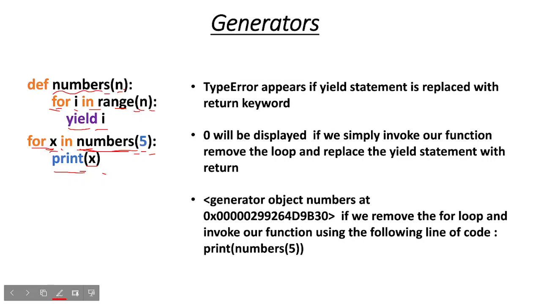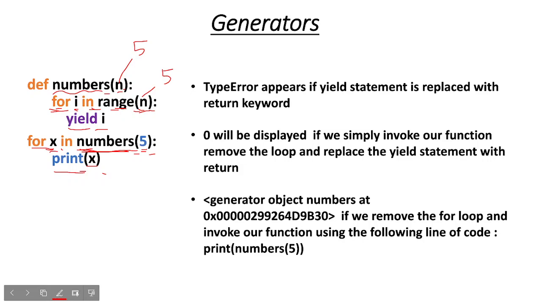So what will happen is, since we have invoked our numbers function by placing an integer of 5, the parameter n will be given an integer of 5. Then the for loop will run inside our function. So we have for i in range, and inside the range function we have an integer of 5. So 5 will be given to our n parameter. By doing so, we will loop 5 times.